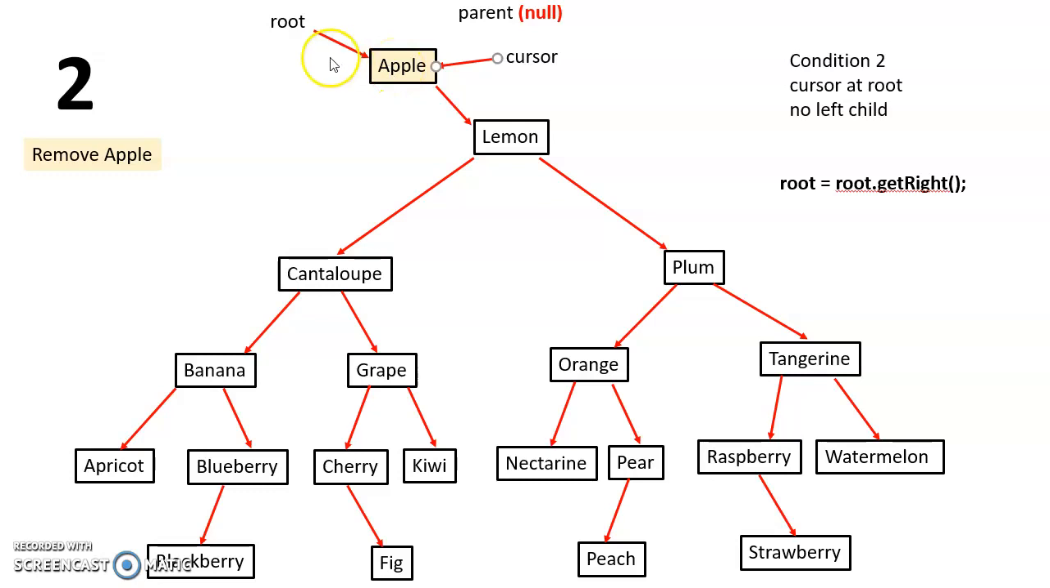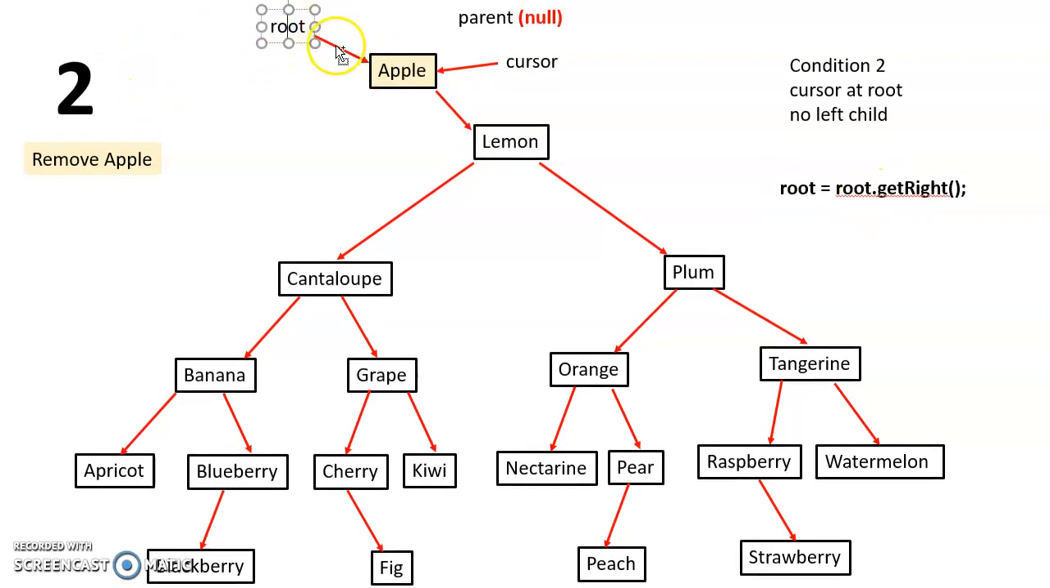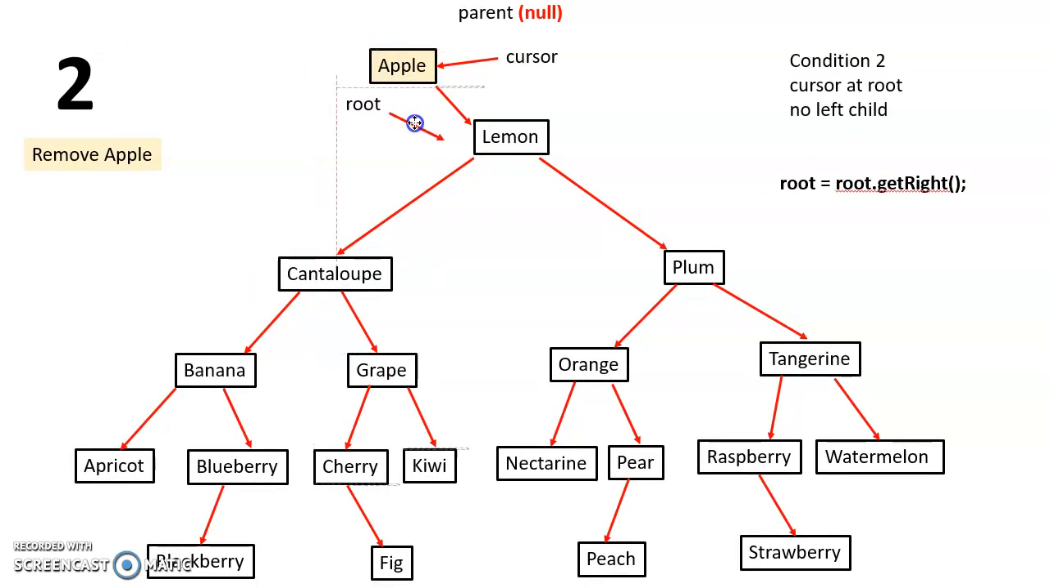If it is, then all we have to do is move root equal root get right. Meaning if root is here, and from here, if we do a get right, we get to lemon, then the execution of this statement, root equal root get right, will move root to the right here. And root is now pointing to lemon. Lemon is now the root of the tree. We maintain binary search tree order. And so that is the second condition here.